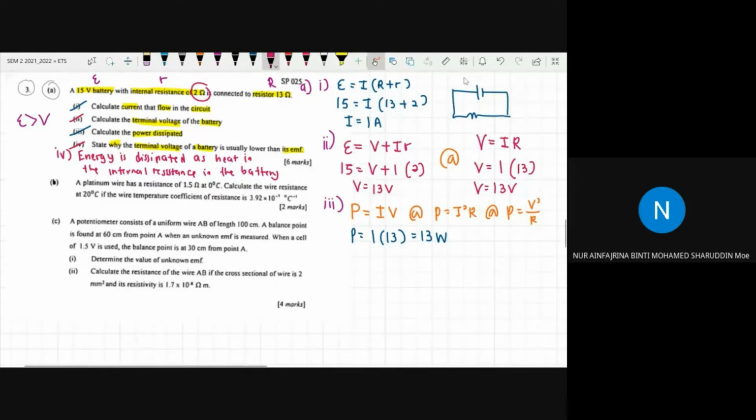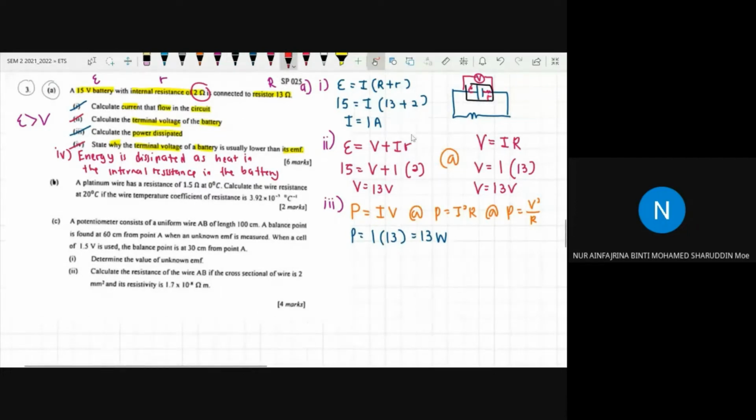So sekarang V ini adalah terminal voltage across the EMF lah. So ini adalah terminal voltage dia. Dan ini adalah EMF. So dalam EMF ni dia akan ada internal resistance. Okay. Sebab itu EMF awak reading dia adalah lebih besar daripada terminal voltage. Why? Sebab some energy already been lost here due to the internal resistance di dalam battery ini. Okay, kan?